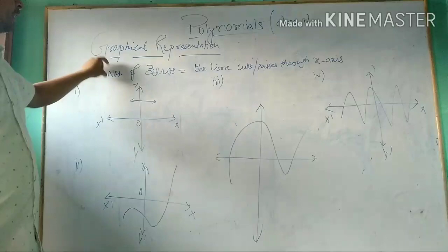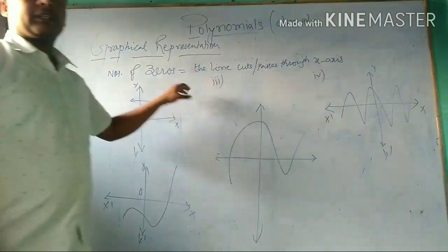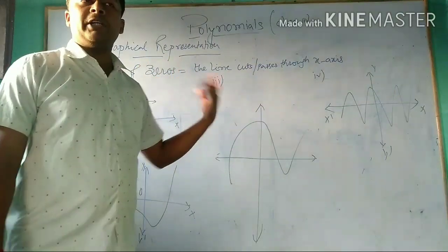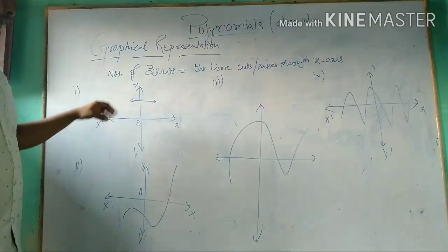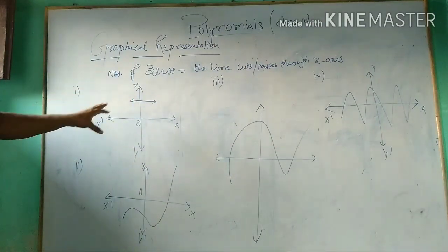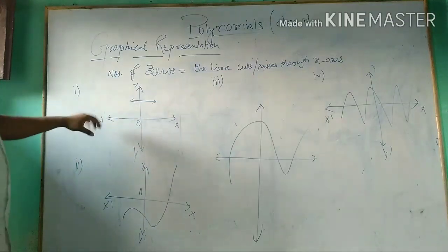Let us understand first of all how to find out the number of the zeros of the polynomial. Here I have written: the number of the zeros is equal to how many times the represented line has passed through the x-axis. We have to find out, and I have 3 or 4 examples over here. We will discuss and understand. Maximum questions are from the NCERT textbook.